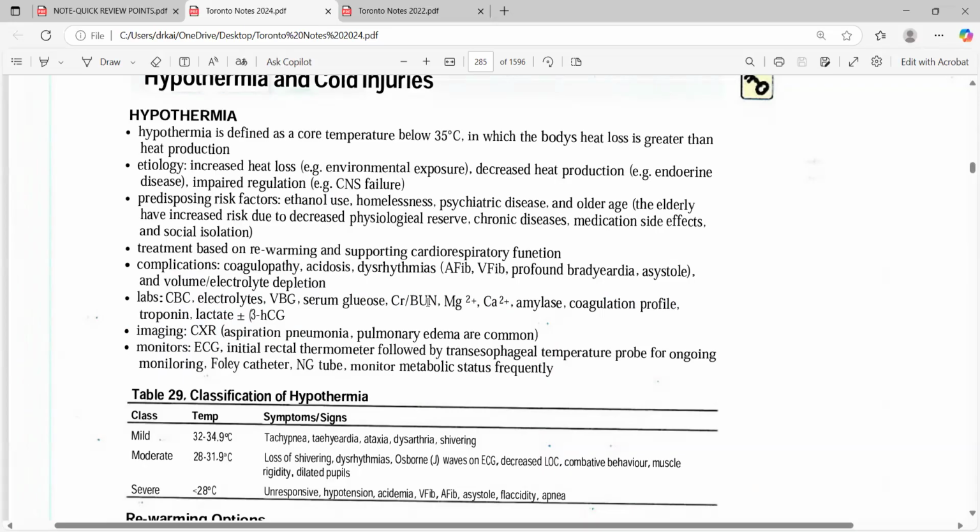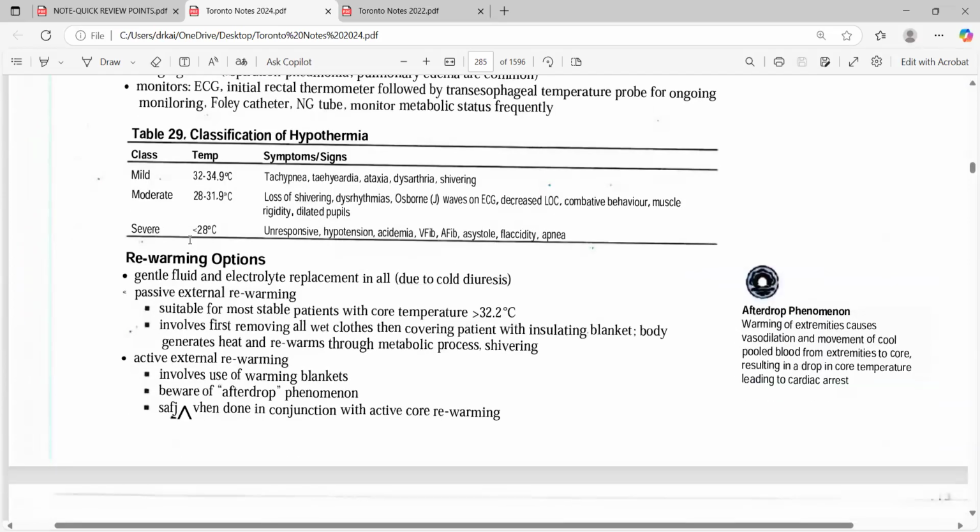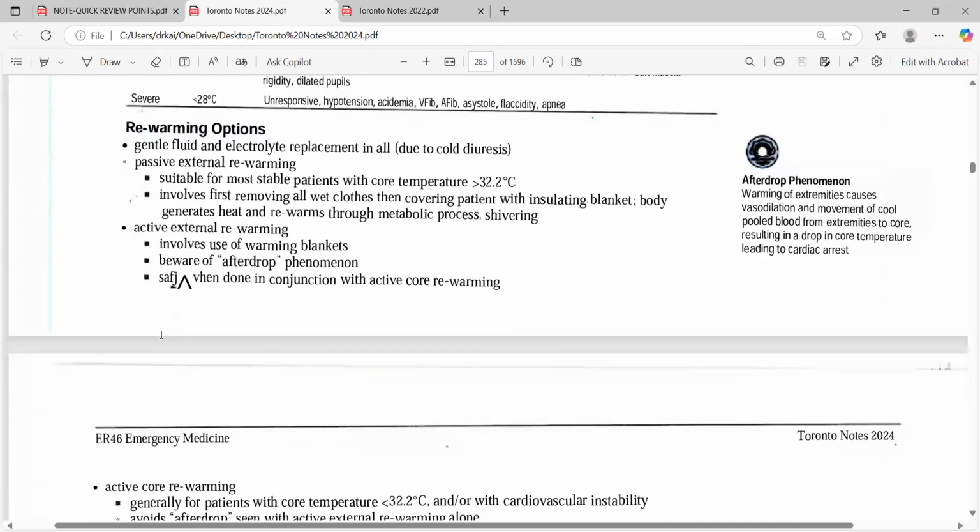Then do a chest X-ray to find out if there is pneumonia and all leading towards that. Now, this one is very, very important. What are the rewarming options? Okay. And which one is the active external one, which one is the active core one, and where do you have to apply these? Okay, so give gentle fluid and electrolyte replacement in all cases, then passive external rewarming and active external rewarming.